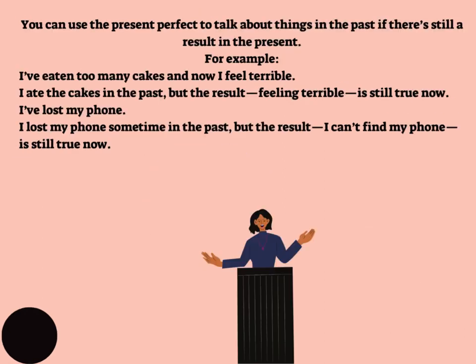Yes, you can use the present perfect to talk about things in the past if there is still a result in the present. For example, I've eaten too many cakes and now I feel terrible. I ate the cakes in the past, but the result, feeling terrible, is still true now. I've lost my phone. I lost my phone sometime in the past, but the result, I can't find my phone, is still true now.